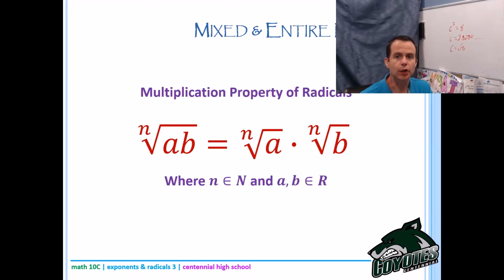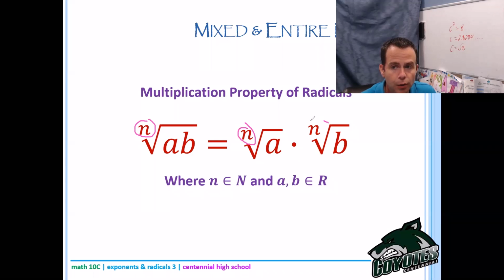This is called the multiplication property of radicals. The nth root of a times b equals the nth root of a times the nth root of b. So again, we're just saying when we're multiplying underneath the radical, I can separate that into two different radicals and then multiply the separate radicals together. What's important here is that n remains the same all the way through. So you can't say this is a cubed root and this is a square root. It always has to be the same number.